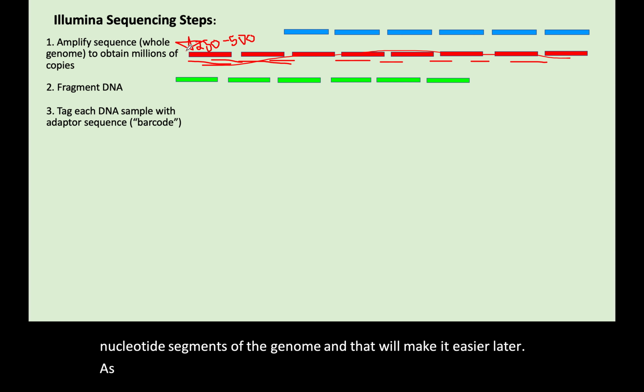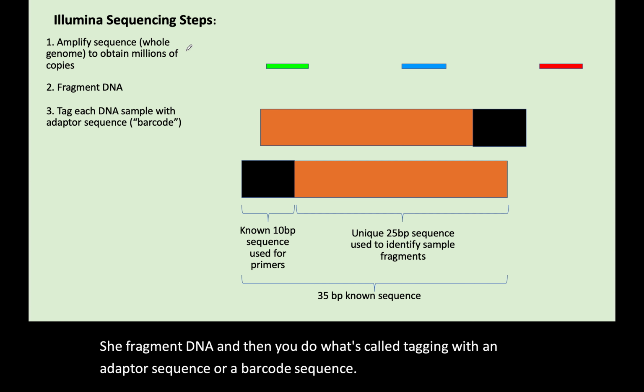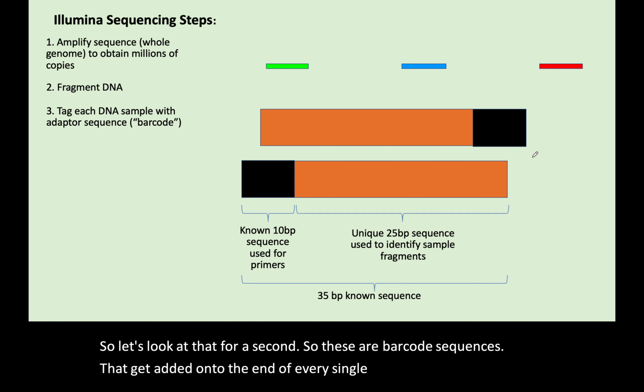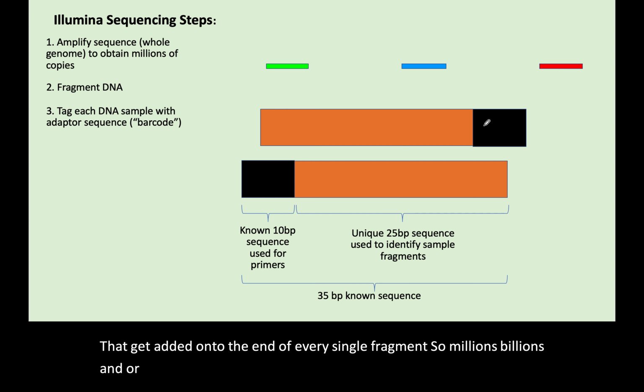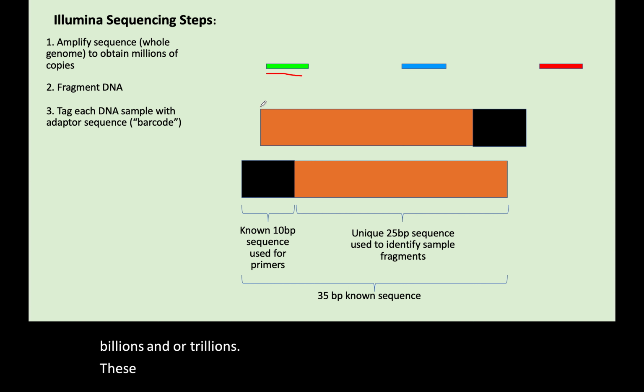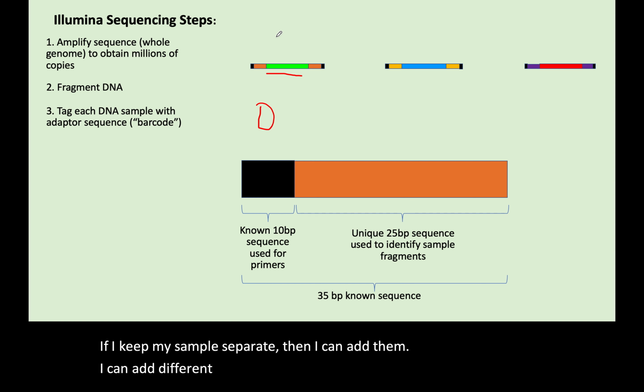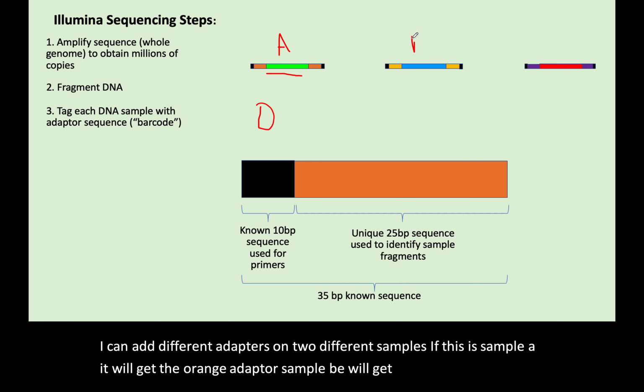So you fragment the DNA, and then you do what's called tagging with an adapter sequence or a barcode sequence. So let's look at that for a second. These are barcode sequences that get added on to the end of every single fragment. So millions, billions, and or trillions of these fragments will get these adapter sequences on them. If I keep my samples separate, then I can add different adapters onto different samples. So if this is sample A, it will get the orange adapter. Sample B will get the yellow adapter. And then sample C will get the purple adapter.